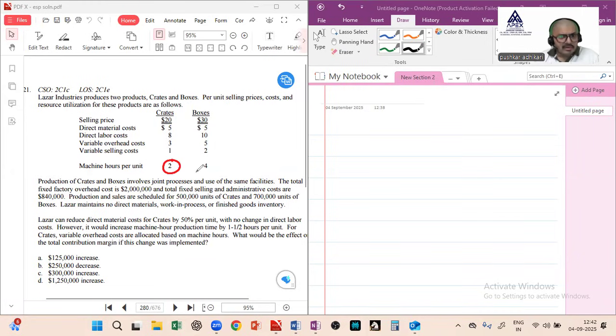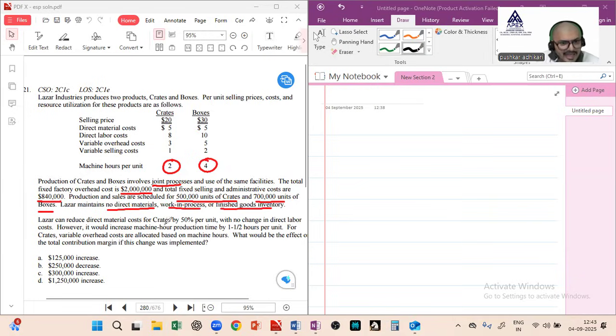It takes 2 machine hours per unit to make a crate and 4 machine hours per unit to make a box respectively. The production of crates and boxes involves joint facilities and processes, and they use the same kind of facilities. The total fixed factory overhead is 20 lakh, that is 2 million. The total fixed and selling administrative costs are 840,000. Productions and sales are scheduled for 500,000 units of crates and 700,000 units of boxes. Lazar maintains no direct material, no WIP, or no finished good inventory.